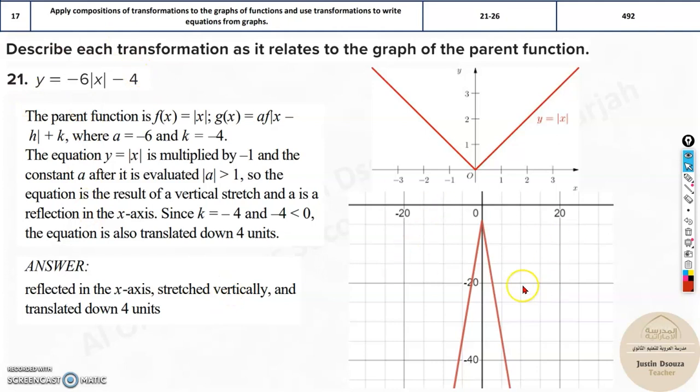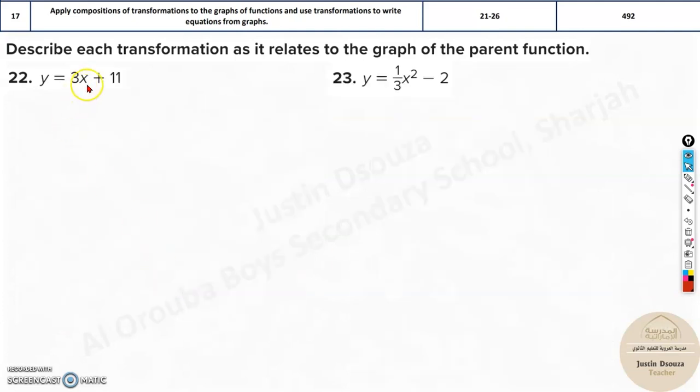I hope this is clear. See, it's stretched vertically. It is reflected along the x-axis. Reflected along the x-axis, stretched vertically, and translated 4 units down. This is the answer. What about over here?